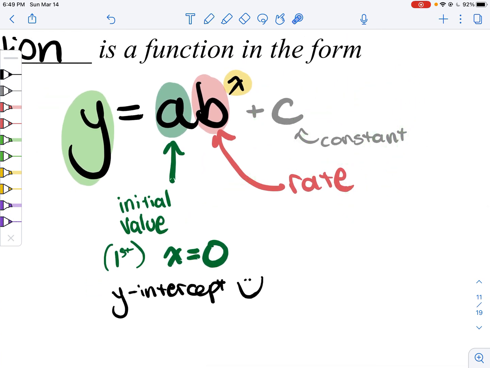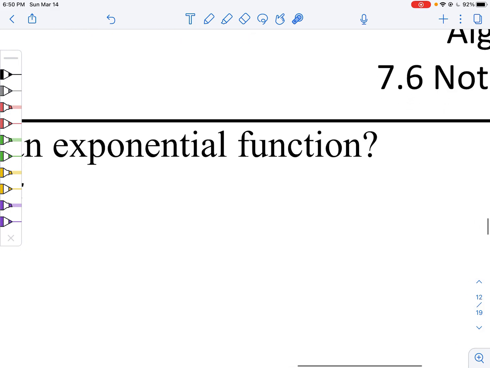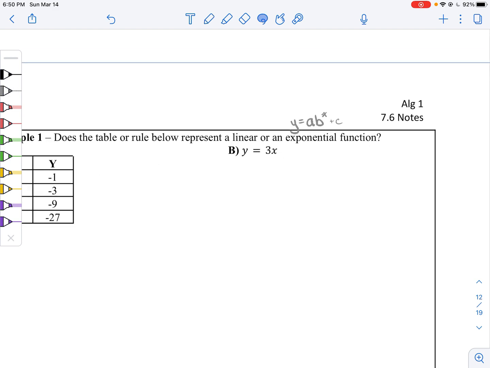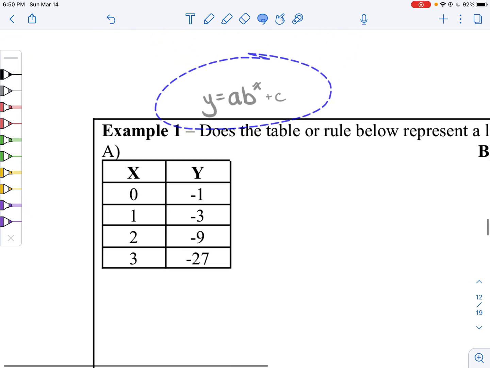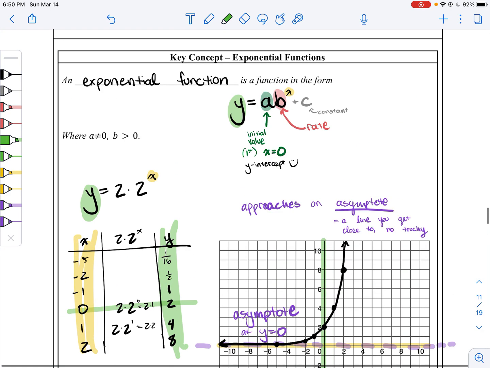Fun fact. Okay, cool. Now let's see, does this table or rule represent an exponential function? Remind yourself, an exponential function is where x is an exponent. So it's something that looks like y equals ab^x plus c maybe, but y equals ab^x is what we care about. Does this fit? When we looked at our exponent, notice what b was.